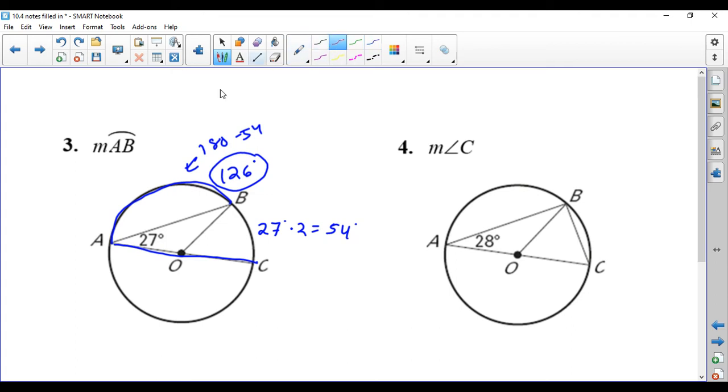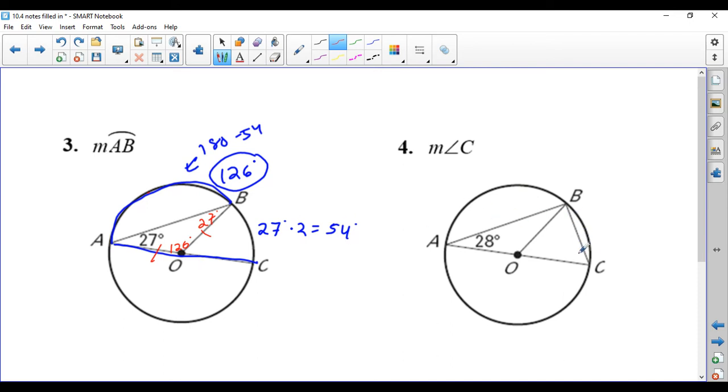You could also do this problem by working within this triangle and saying, okay, this is an isosceles triangle where the two base angles are 27, subtract those from 180, and you get this central angle, which is equal to the measure of the intercepted arc.